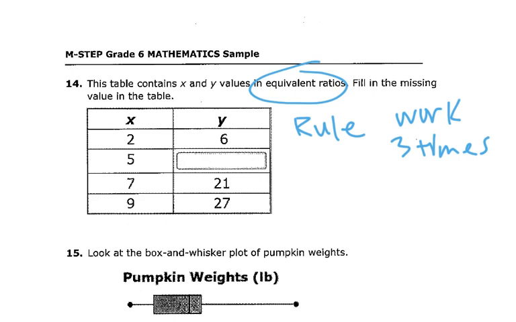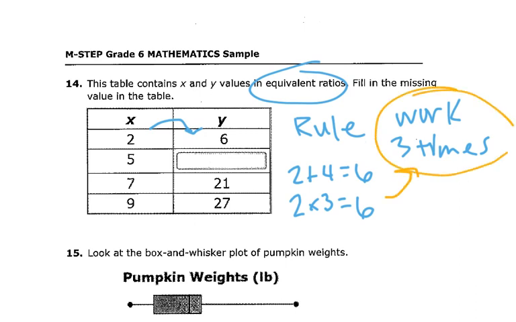Okay, so now look. How do you get from 2 to 6? You can do it 2 different ways. You can do 2 plus 4 equals 6. Or you could do 2 times 3 equals 6. But whichever way it is, it has to work 3 times. Okay, and then make sure that you're filling in this empty space.